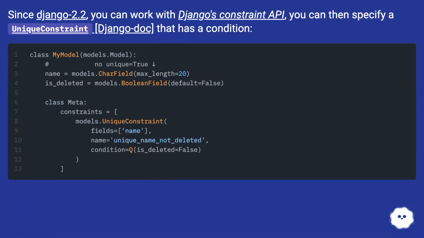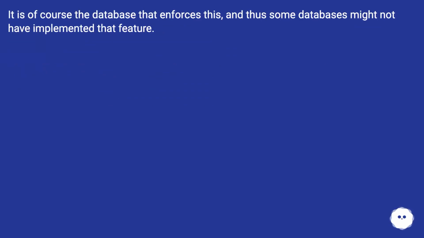Since Django 2.2, you can work with Django's constraint API. You can then specify a unique constraint (Django doc) that has a condition. It is of course the database that enforces this, and thus some databases might not have implemented that feature.